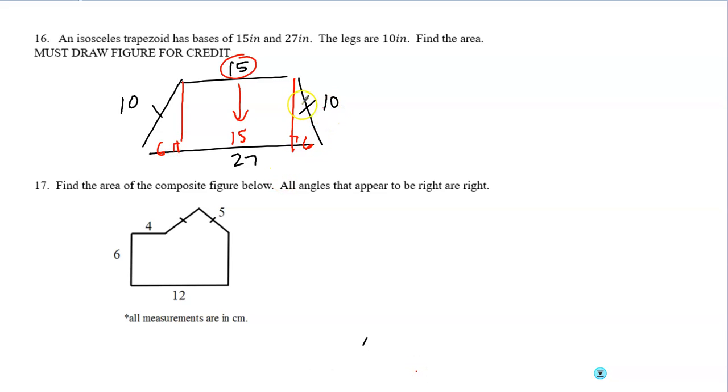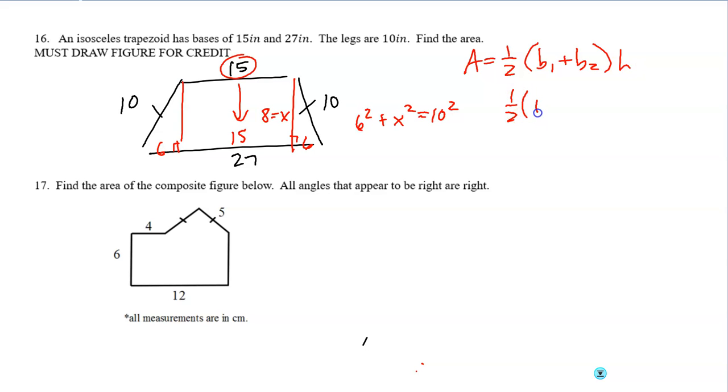And then I can do my Pythagorean theorem to get this missing leg. Remember, 10 should be the biggest, so that should go where the hypotenuse is. So I can do my Pythagorean theorem, or that is a triple. Once again, that is 8. And now I have everything. Area equals 1/2 base 1 plus base 2 times height. So my two bases were 15 and 27, and my height was 8. So I ended up with 168. And this is area, so inches squared.